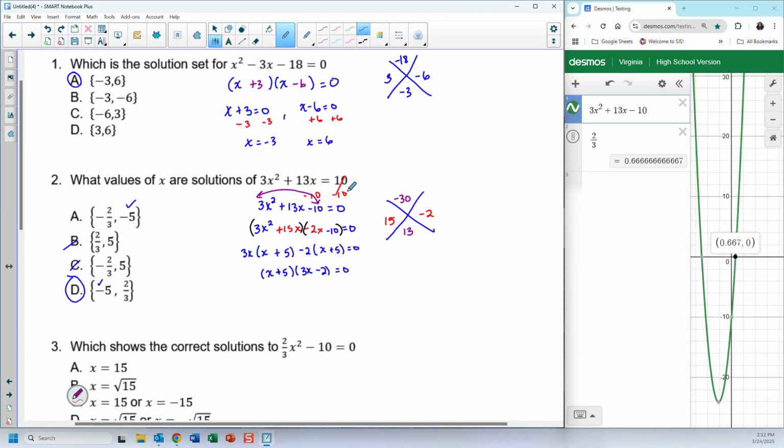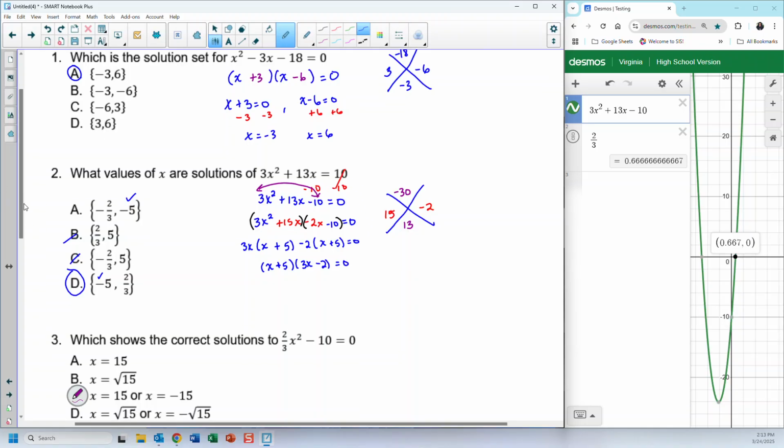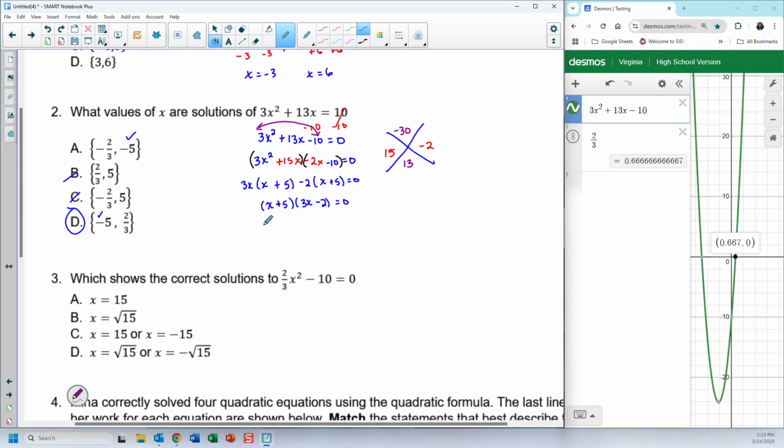Okay? Once we have this step, we can go ahead and set each factor equal to 0 to find our solution. So x plus 5 equals 0, and then 3x minus 2 equals 0, and then we'll just keep solving. So subtract 5 on both sides. You have x equals negative 5, which Desmos already told us.